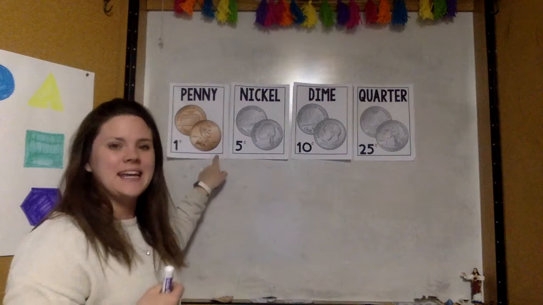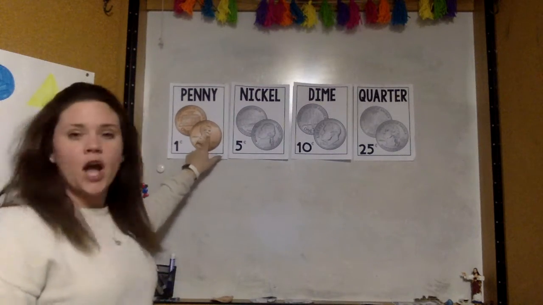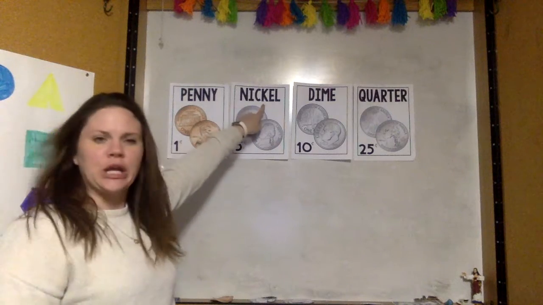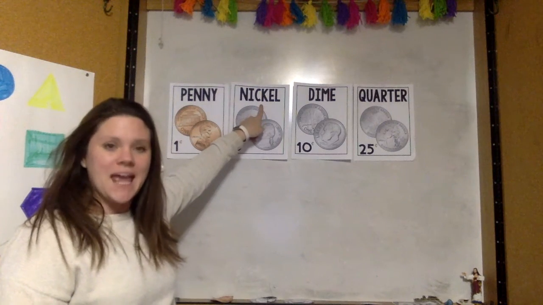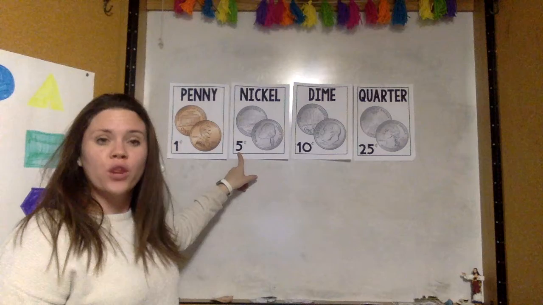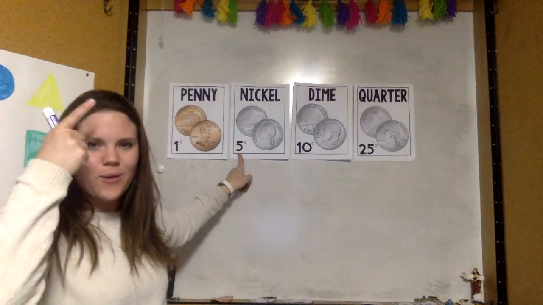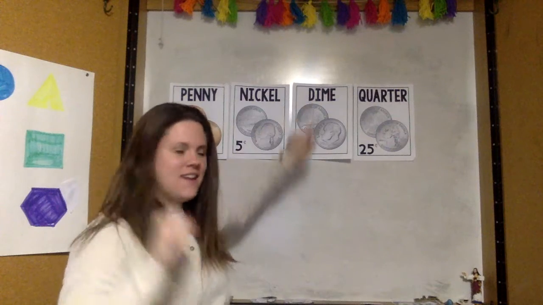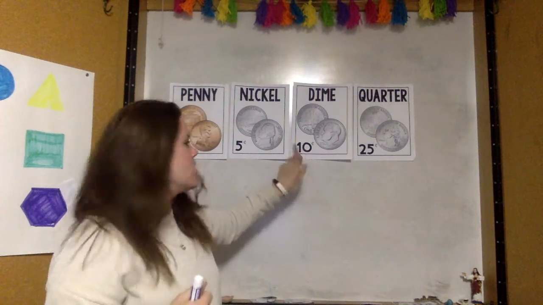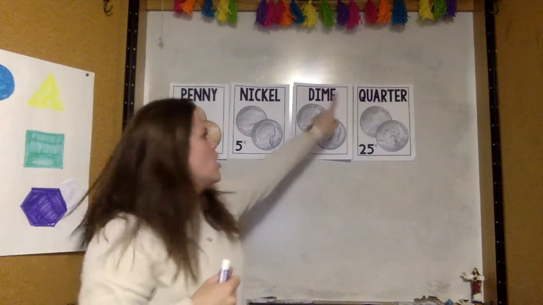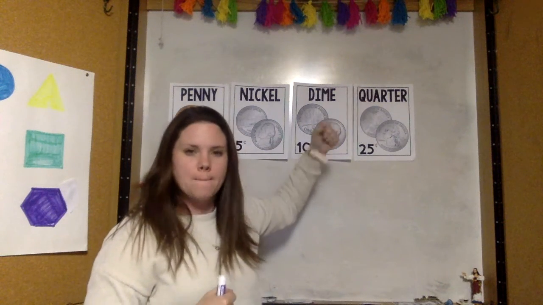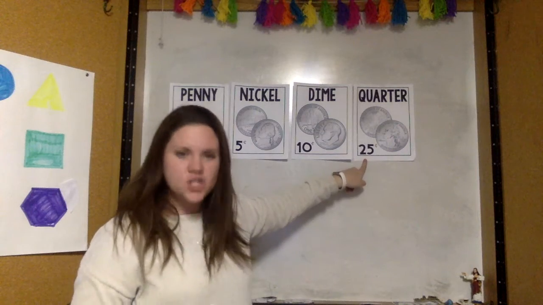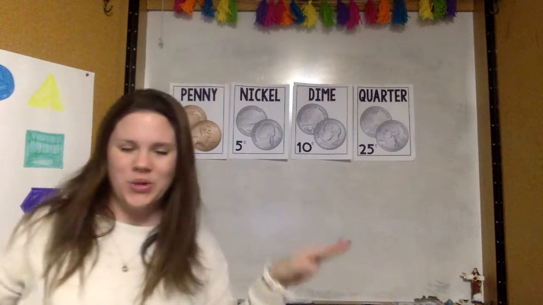Penny, penny, easily spent, copper, brown, and worth 1 cent. Nickel, nickel, big and fat, you're worth 5 cents, I know that. Dime, dime, little and thin, I remember you, you're worth 10. Quarter, quarter, big and bold, worth 25 cents, so I'm told.